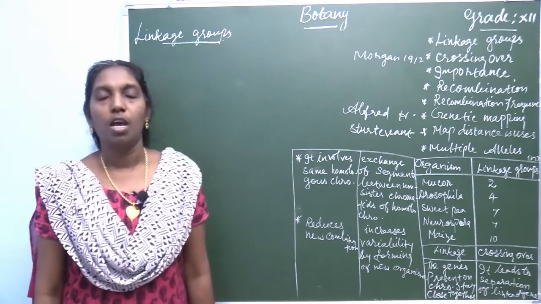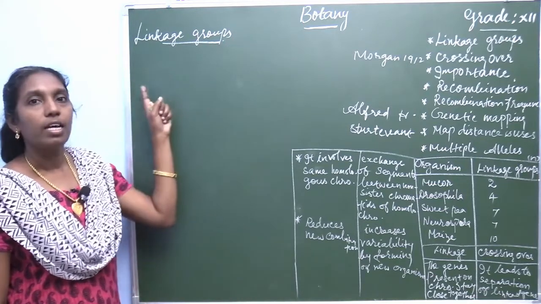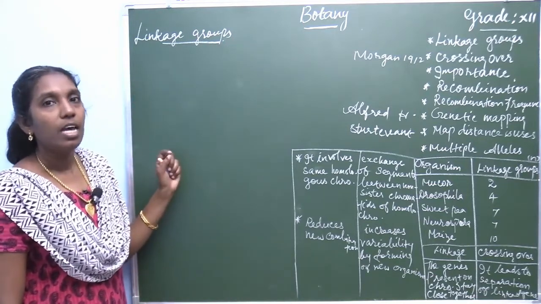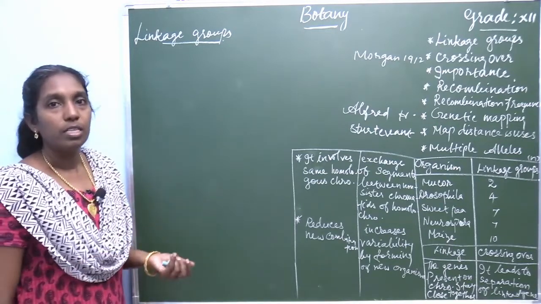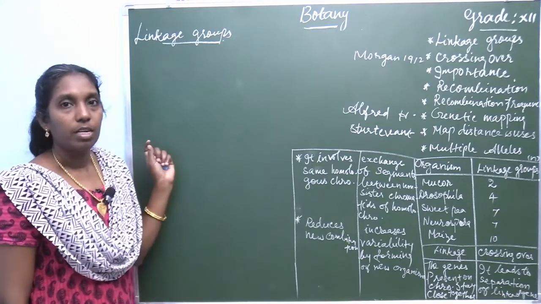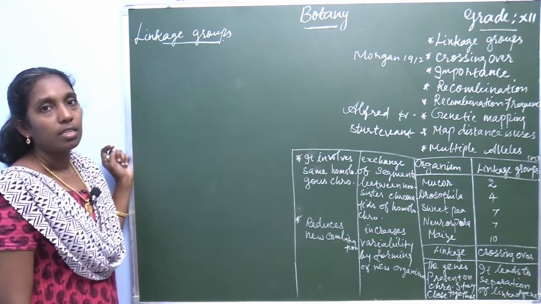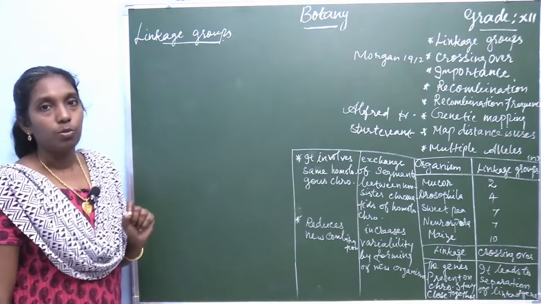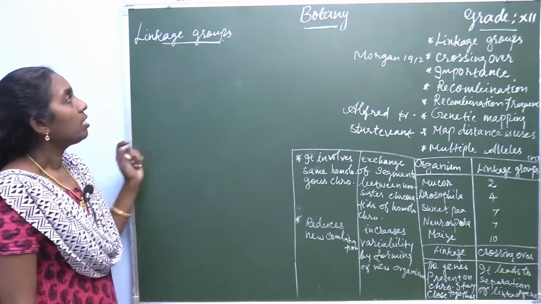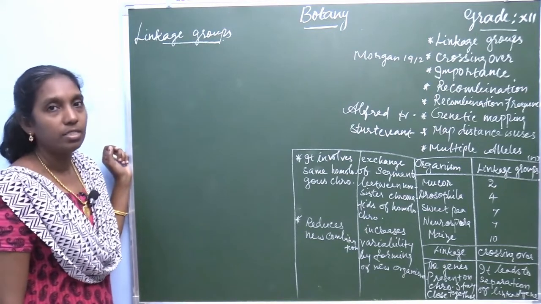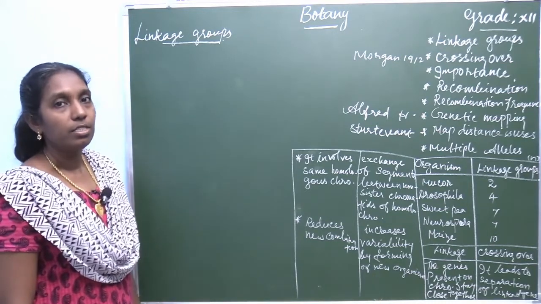Linkage groups. What is meant by linkage groups? Groups of linearly arranged linked genes are called linkage groups. You will know these terms from when you learned about linkage, such as linked genes and so on. Today's topic is linkage groups. The definition is: linearly arranged linked genes are called linkage groups.